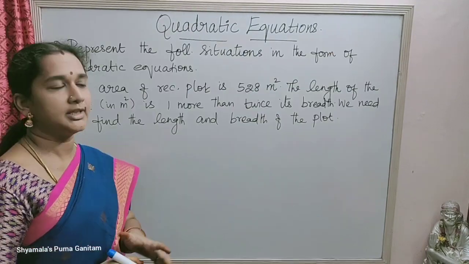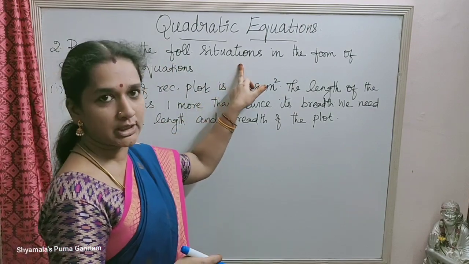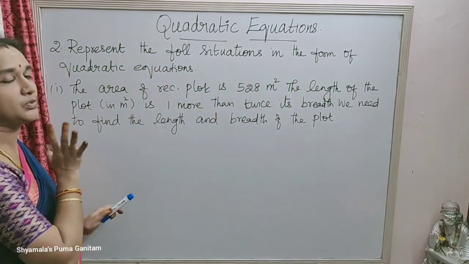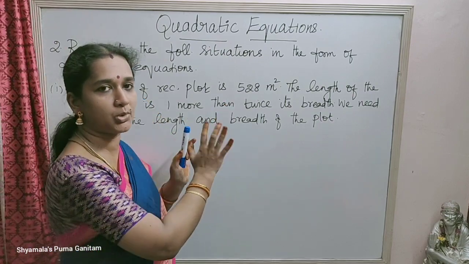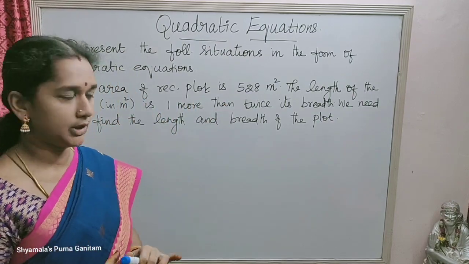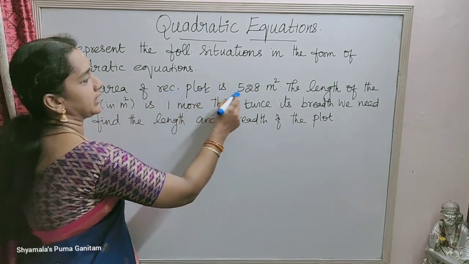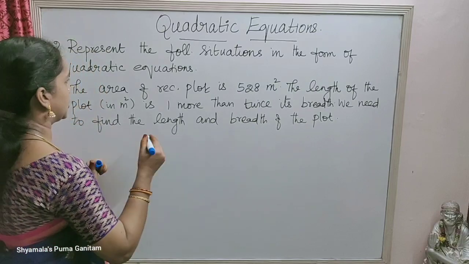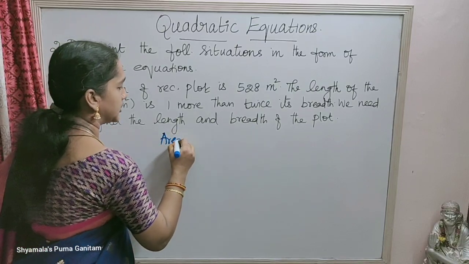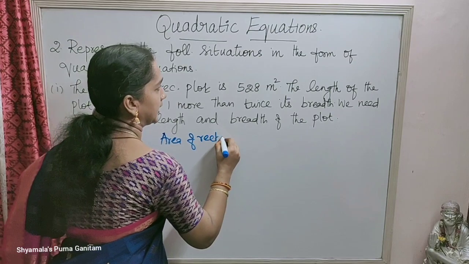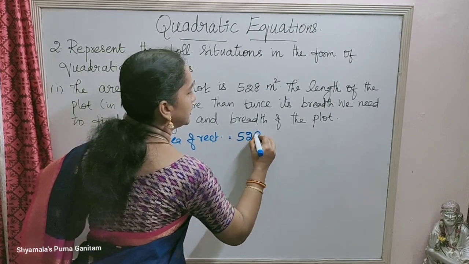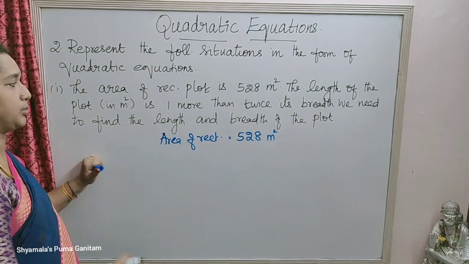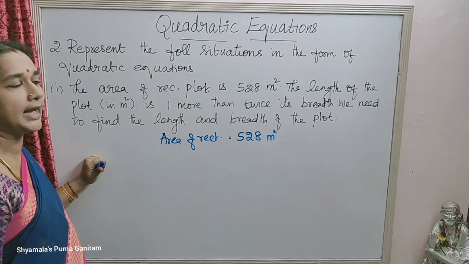Okay. Next one is: represent the following situations in the form of quadratic equations. We are just asked to represent the given situation as a quadratic equation. So the area of a rectangular plot is 528 meters squared. So area of rectangle is equal to 528 meters squared.